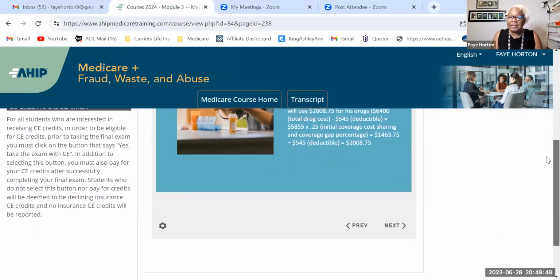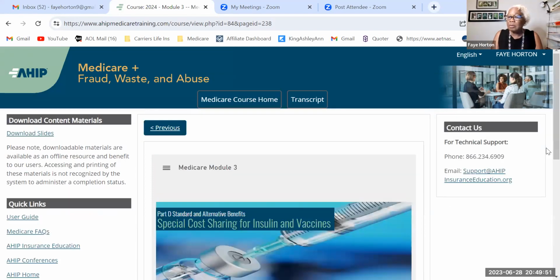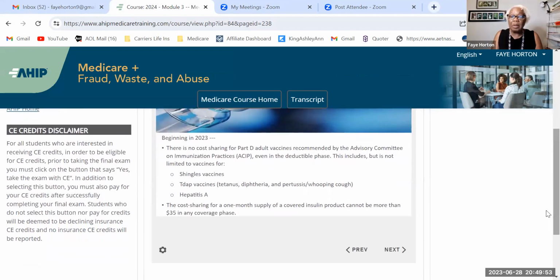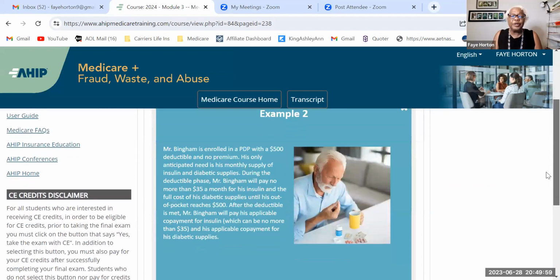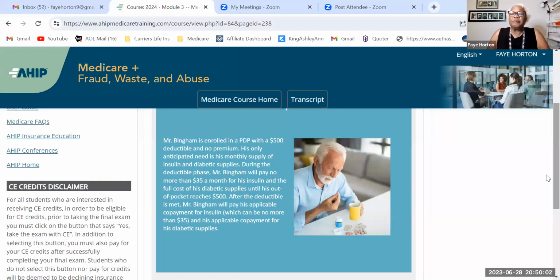Now, let's go back and look at the second example. Example 2. Mr. Bingham is enrolled in a prescription drug plan with a $500 deductible and no premium. His only anticipated need is his monthly supply of insulin and diabetic supplies. During the deductible phase, Mr. Bingham will pay no more than $35 a month for his insulin and the full cost of his diabetic supplies until his out-of-pocket reaches $500.